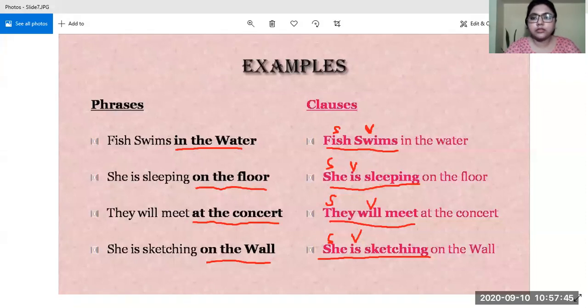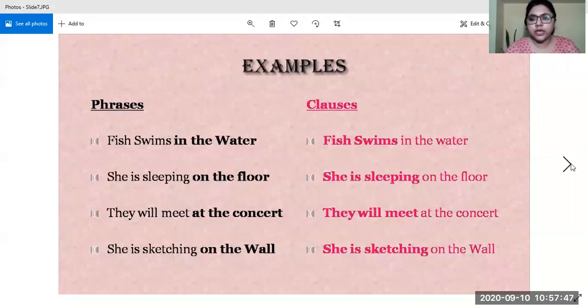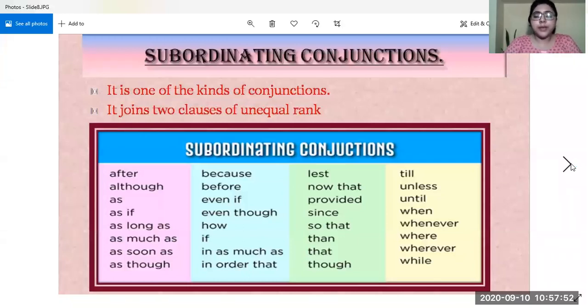Now let us move on and see what we have to study next. Before dealing with the types of clauses, we should know the subordinating conjunctions. Now, what are subordinating conjunctions? It is obviously one of the kinds of conjunctions. When we do the conjunctions, we will cover the other parts also. But just now, you just have to focus on the words which are used as subordinating conjunctions.